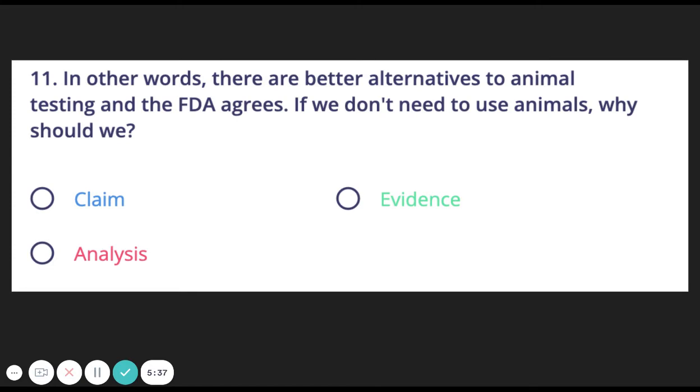And number 11, in other words, there are better alternatives to testing, and the FDA agrees. If we don't need to use animals, why should we? Is that a claim, analysis, or evidence?